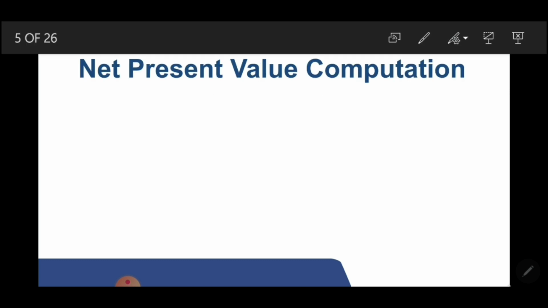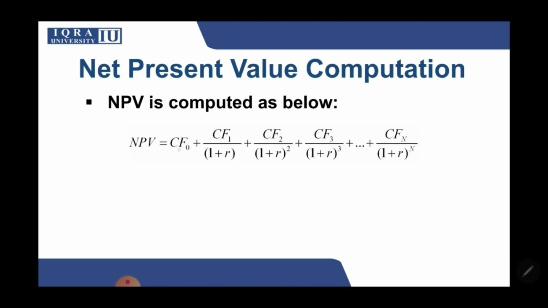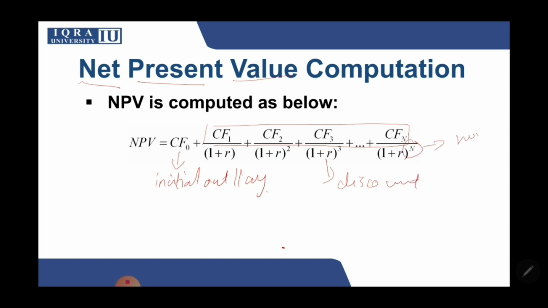Now the net present value computation, so the formula for this is CF0. This is your initial outlay. NPV stands for net present value, and these are your cash inflows of the remaining years. R is the interest rate, the discount rate, and N is the number of years.